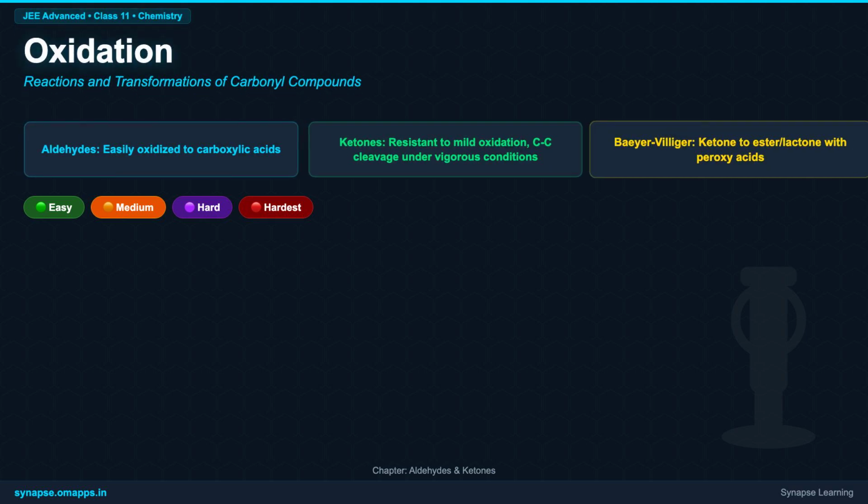Hello, future chemists. Welcome to an exciting session on aldehydes and ketones for Advanced level. Today, we are diving deep into oxidation, a fundamental reaction that transforms these carbonyl compounds. From simple tests to complex industrial processes, we'll explore how these molecules change. Get ready for a four-level journey, from easy basics to the hardest competitive insights.